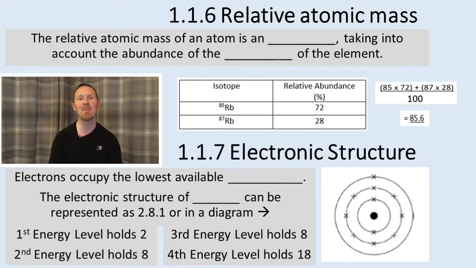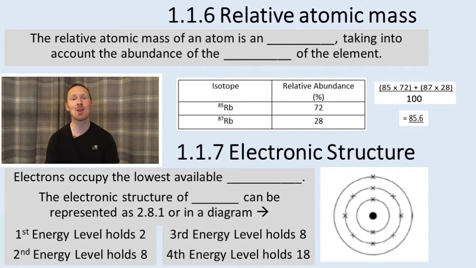Let's consider the example rubidium. There are two isotopes in this example for rubidium. We have rubidium-85 and rubidium-87. And let's say it has been calculated that 72% of it is rubidium-85, which means that 28% of it is rubidium-87.